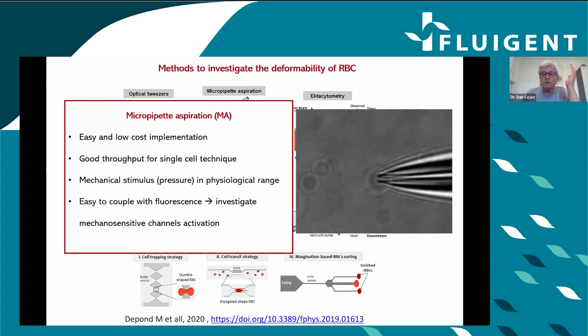This technique is an easy and low-cost implementation. It has a relatively good throughput for single-cell techniques, so we still do single-cell experiments, but with a good throughput. The mechanical stimulus is in the physiological range for the cells, and it is relatively easy to couple with fluorescence, which allows us to investigate mechanosensitive channel activation, as you will see in a moment.